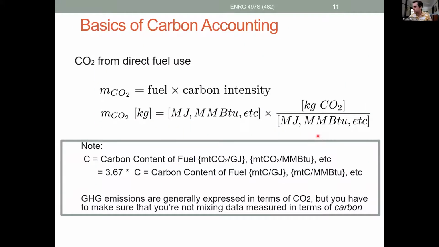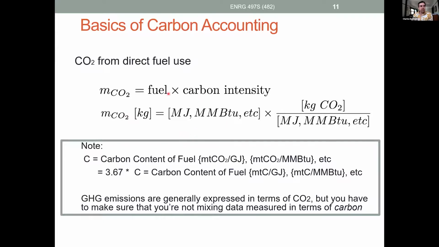All right, basics of carbon accounting. We already looked at this a little bit with playing around with the carbon emissions and CO2 intensity of burning natural gas. So how do we do it for any fuel? It's pretty simple math. You just say how much fuel am I burning and what is the carbon intensity of that fuel. So I burn a megajoule of natural gas or a mega BTU of natural gas, and I multiply it by its carbon intensity, which is like 53 kilograms per mega BTU. And now I know how much CO2 got emitted from burning that natural gas.